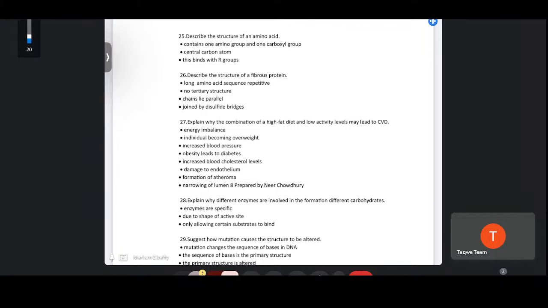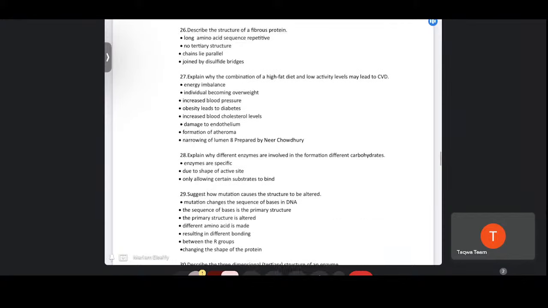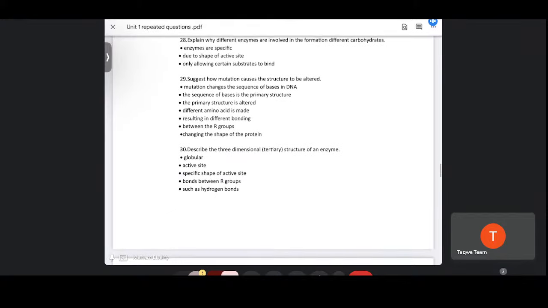Explain why the combination of a high-fat diet and low activity levels may lead to CVD. Because there is an energy imbalance, the individual becomes overweight, with increased blood pressure, obesity leads to diabetes, increased blood cholesterol level, damage to the endothelium, formation of atheroma, and narrowing of the lumen. Explain why different enzymes are involved in the formation of different carbohydrates. Because enzymes are specific due to the shape of the active site, only allowing certain substrates to bind.